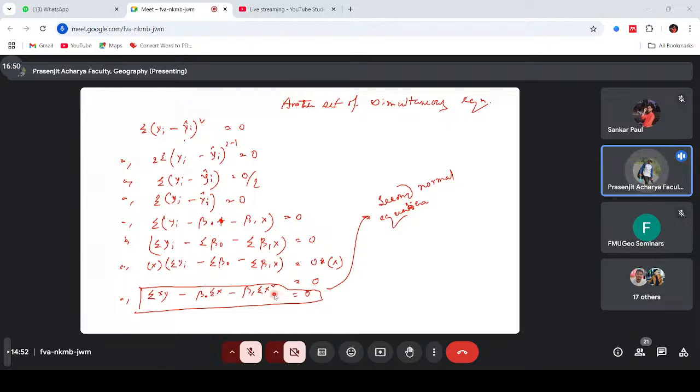So once we equate them with each other, because this is also 0 and that one is also 0, we can eliminate the term to get either beta 0 or beta 1. It's a pretty easy function. Okay.